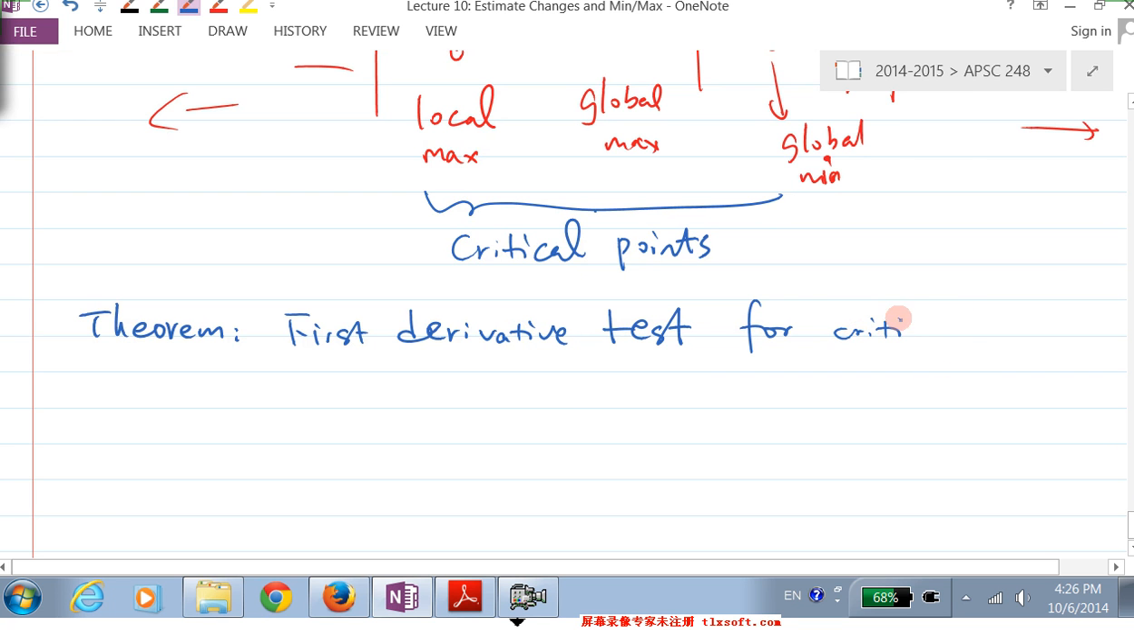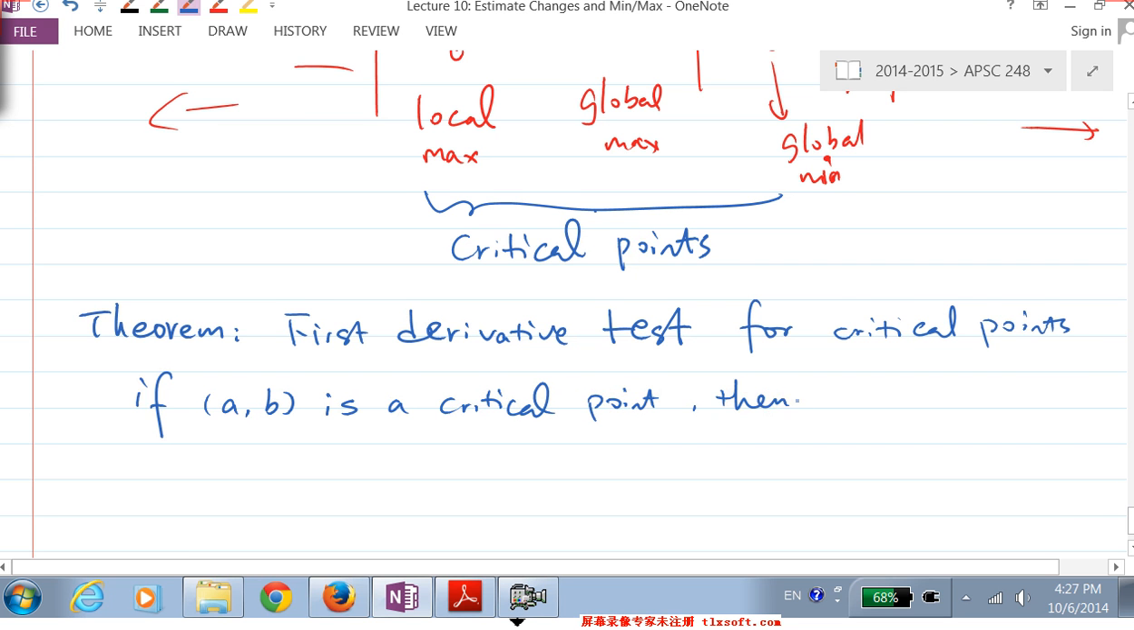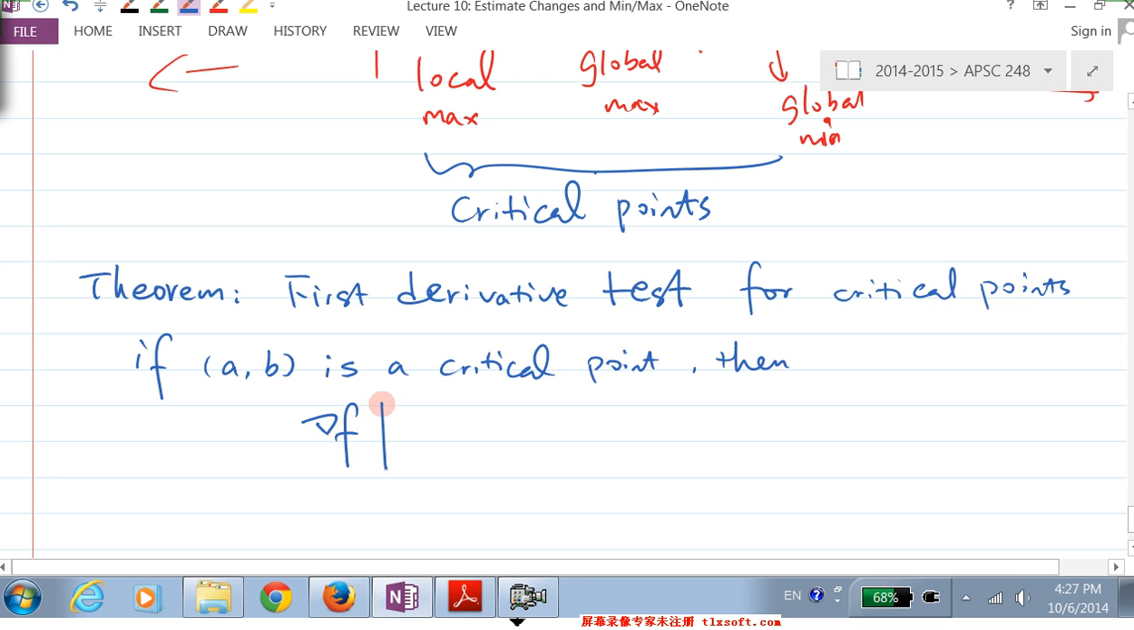As we said, the critical point has to satisfy the gradient vector to be 0. So that basically means the del f. Okay, maybe I'll put it here. If A, B is a critical point, then the del f at AB is going to be 0. Okay, it's going to be 0.